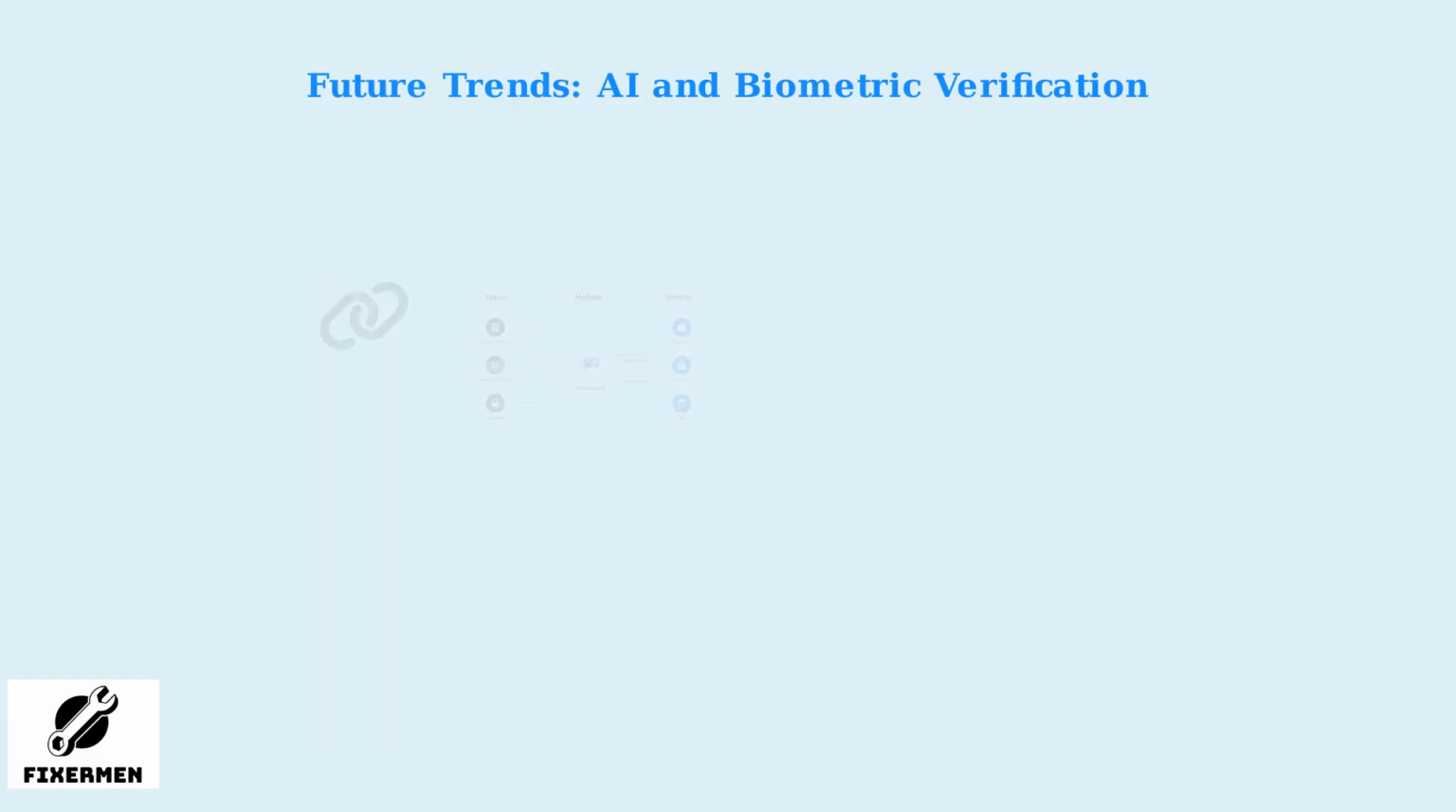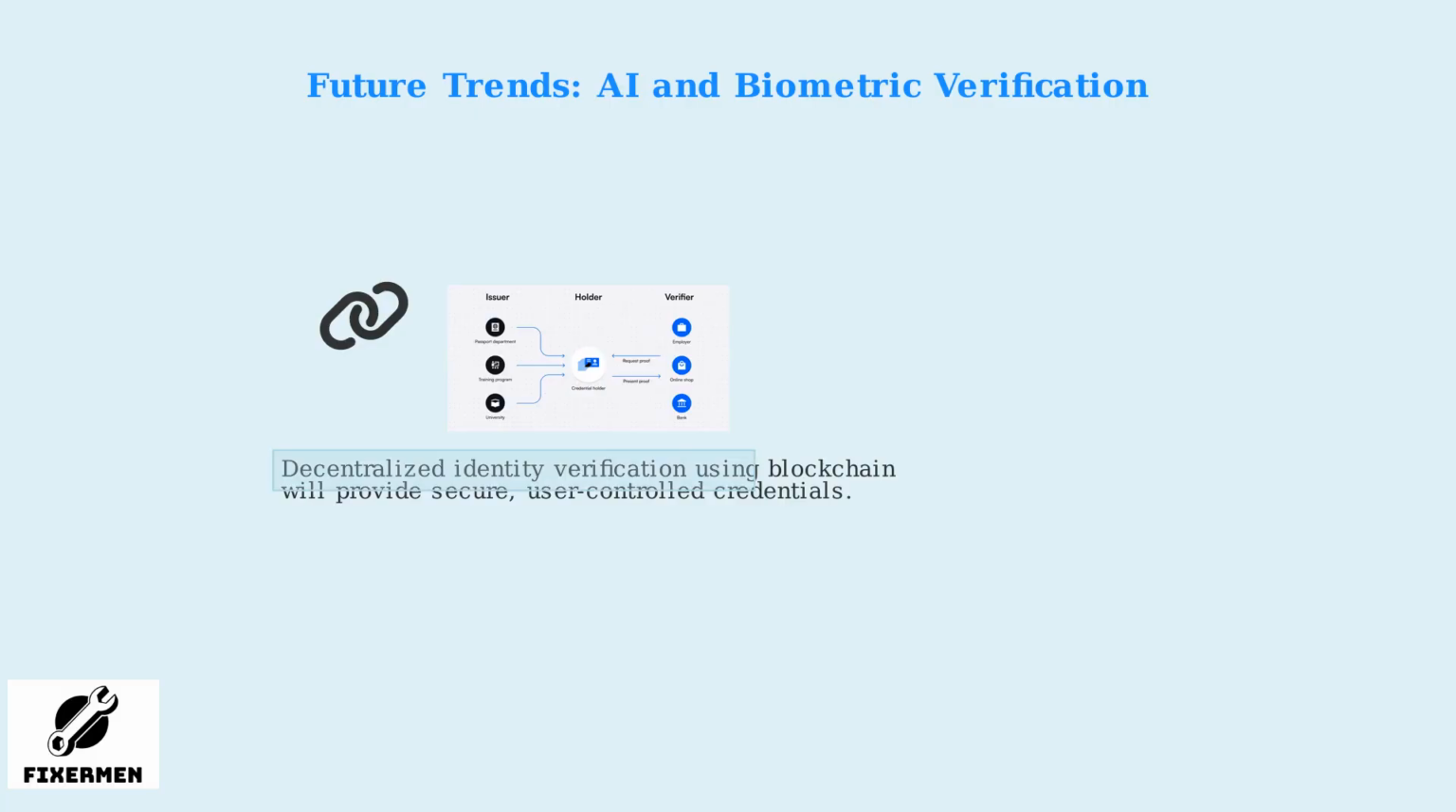risks. Decentralized identity verification leverages blockchain technology to give users control over their credentials. Instead of centralized databases, users can share verified proofs securely with PayPal and other services, enhancing privacy and reducing fraud.